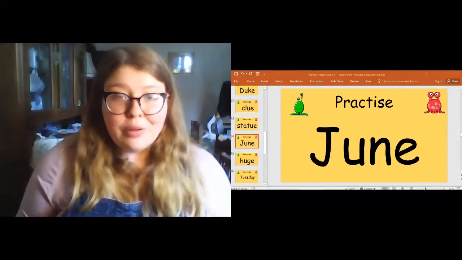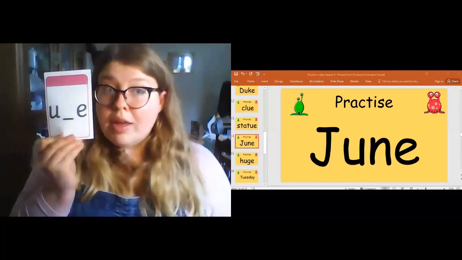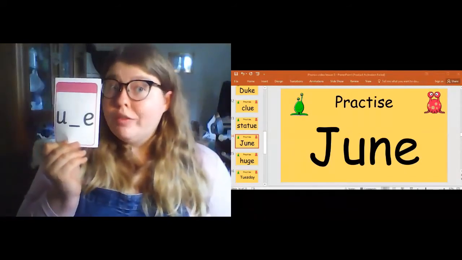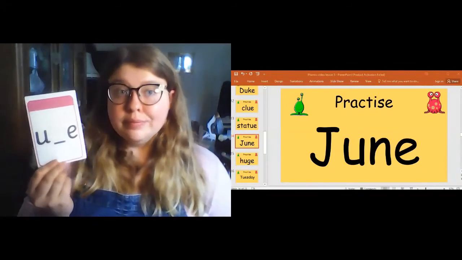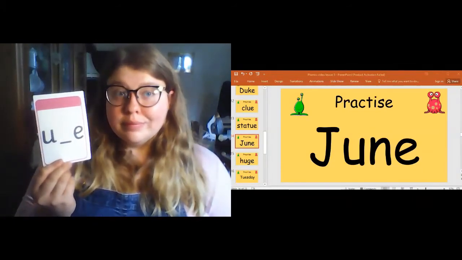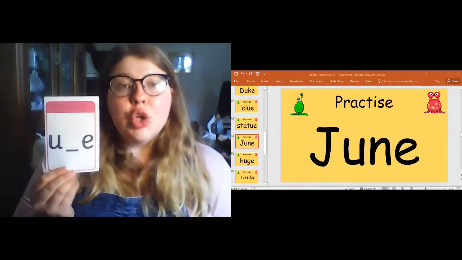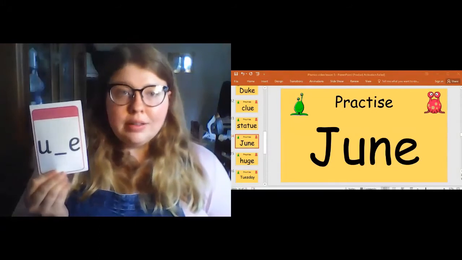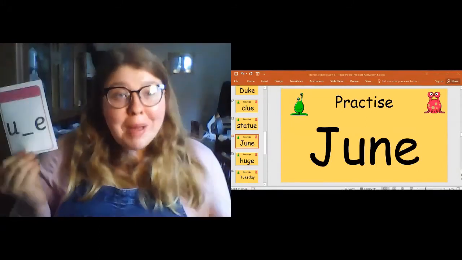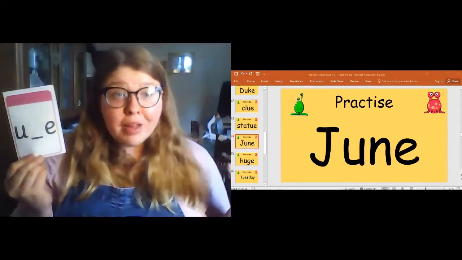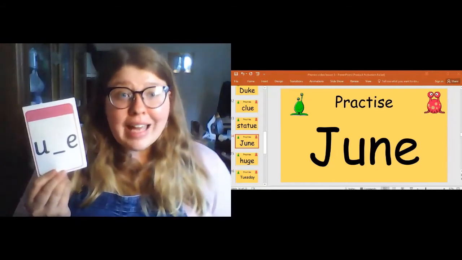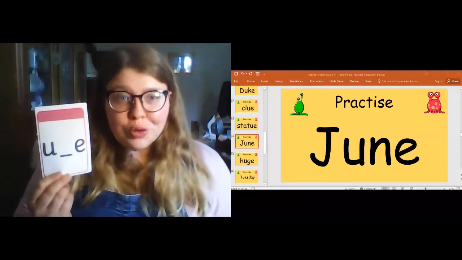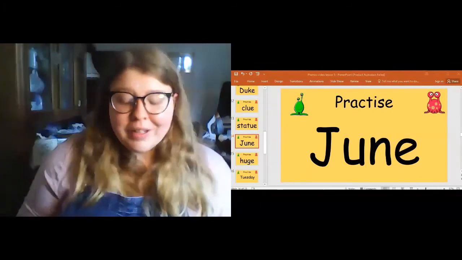Okay, have a go with this one. Straight away, I spot that split digraph. So is it the oo or is it the u for this one? You're right, it's the oo. Let's say this one together. J, oo, June. Like the month of June. We're currently in the month June. Let's do that once again together. J, oo, June. Well done.